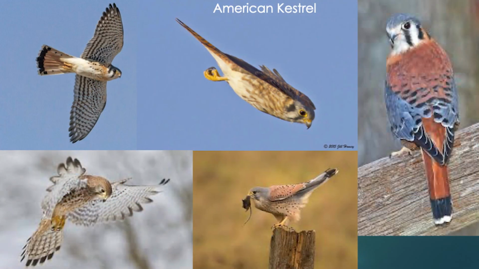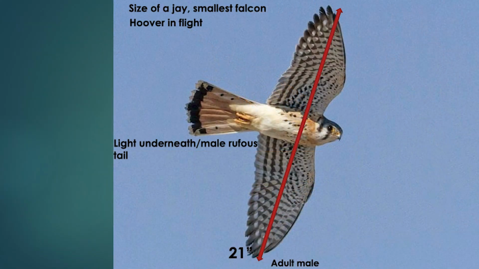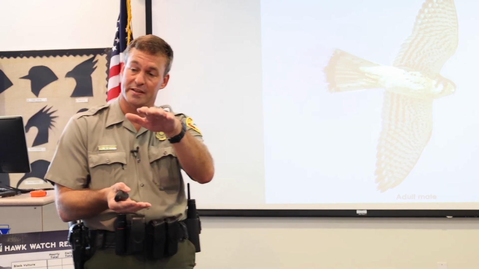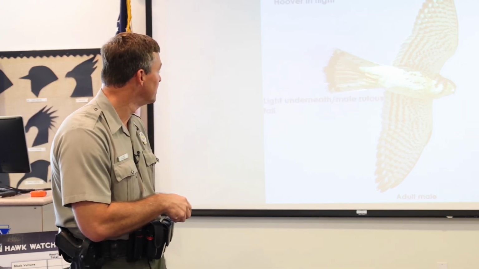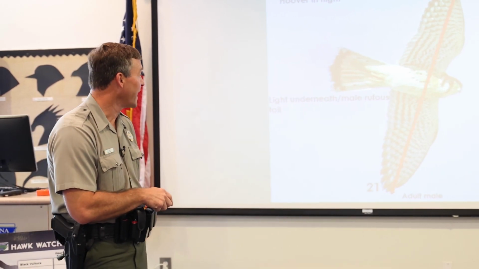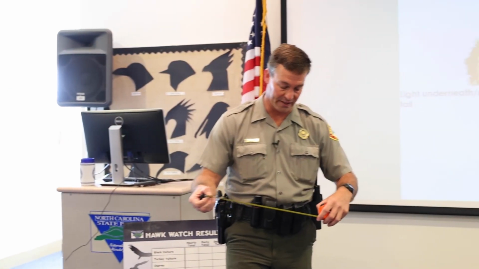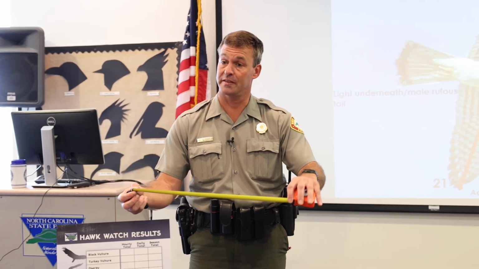The American kestrel is one of the prettiest birds that we'll see. Look at these beautiful colorations here. Its markings are different from the others. It almost seems like it's more speckled on its wings. And they're about the size of a blue jay, so you know how big a blue jay is. They have the ability to hover in flight. They're actually one of the smaller birds of prey. It's about 21 inches, kind of like the accipiters.